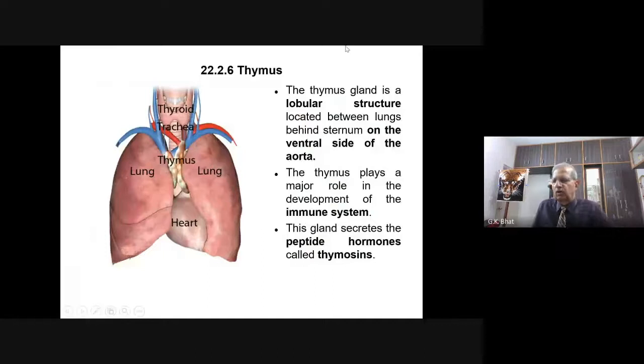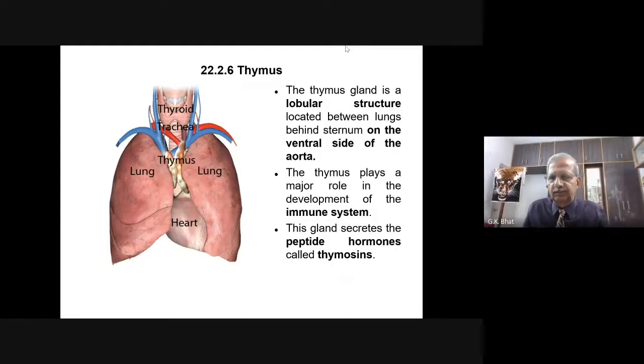Now, let us look into another gland, that is thymus. Thymus gland is a lobular structure located between lungs, behind sternum, on the ventral side of the aorta. This is the thymus gland. These are the aorta, what you see here, on the ventral side of the aorta.